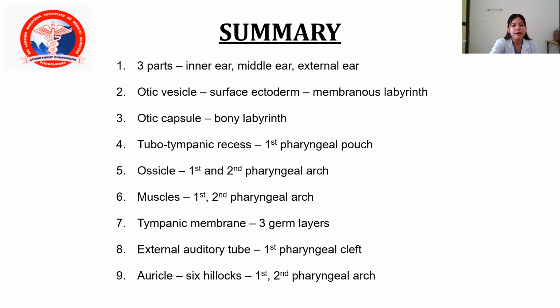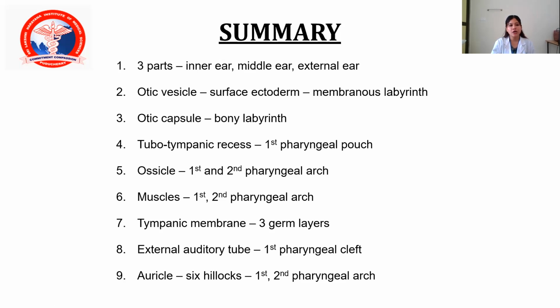After that, what happens? We have seen the tubotympanic recess, which develops as an extension from the first pharyngeal pouch. This will develop into the tympanic cavity and the auditory tube. The ossicles, the malleus, incus, and stapes, develop from the first and second pharyngeal arches. Malleus and incus develop from the first pharyngeal arch, and the stapes develops from the second pharyngeal arch.